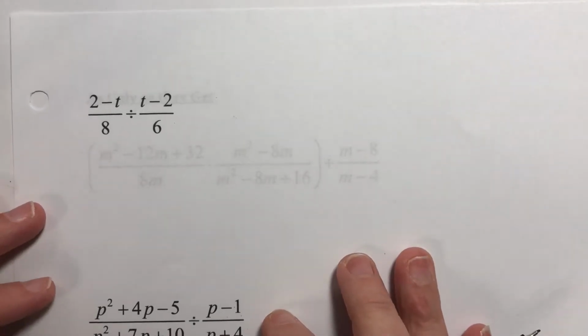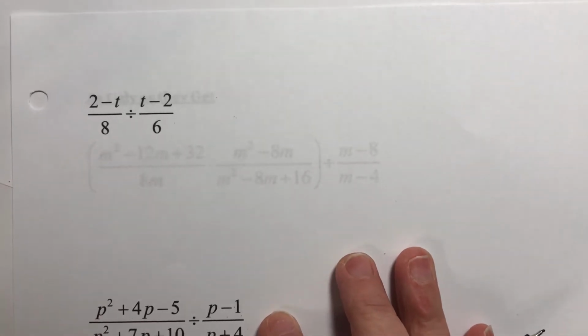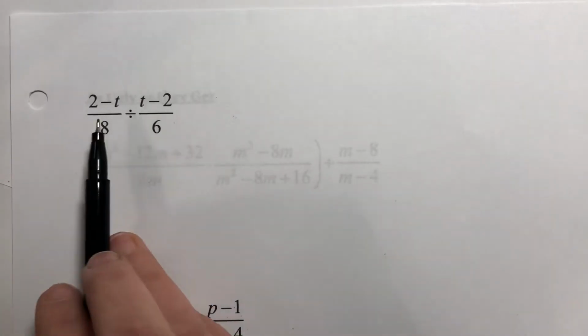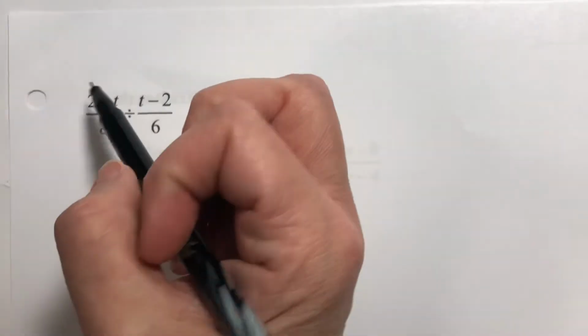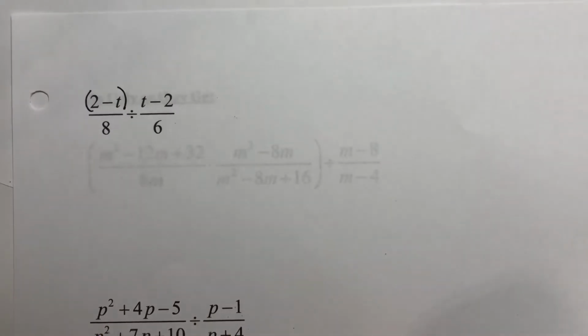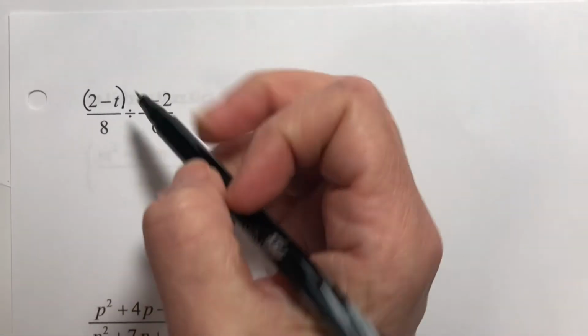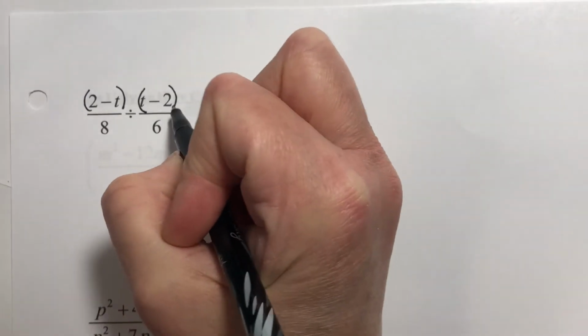7.1 Part 3. We're multiplying and dividing rational expressions. I want to divide these two. The first thing we have to do is to look for factoring, always. 2 minus t does not factor. I'm going to put it in parentheses. It has to cancel out as a unit or not at all. T minus 2 also does not factor. Put it in parentheses.